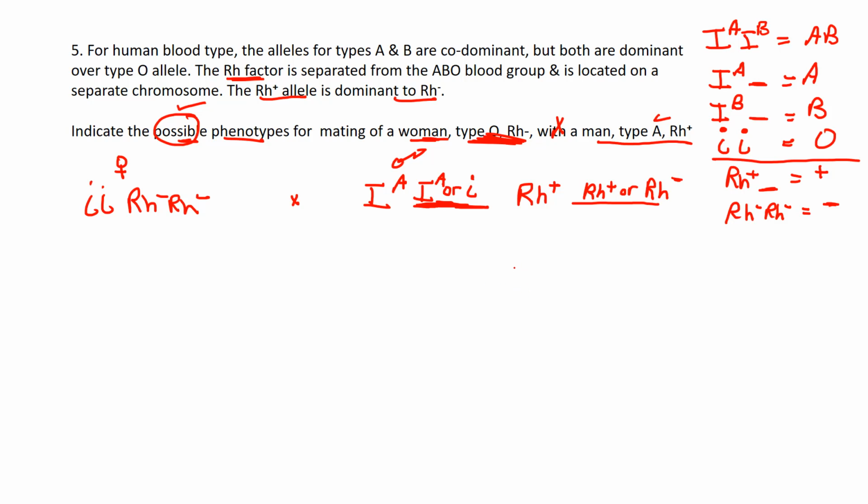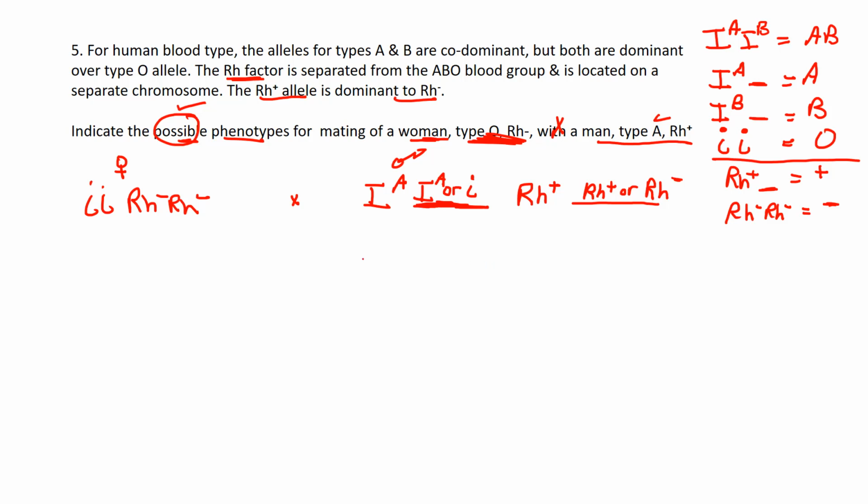Okay, so now that we determined that, again, you can't go look at offspring because there are no offspring here. What they're asking for are the possible phenotypes of their babies, of mating these two parents. So this is how you do this question.